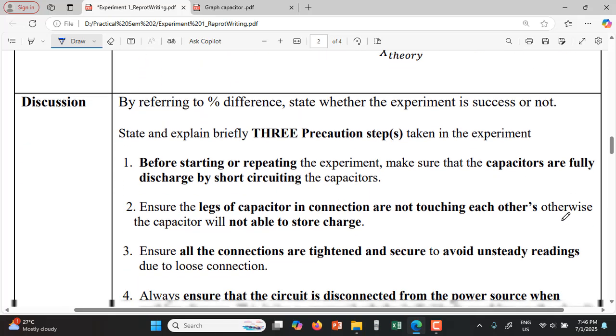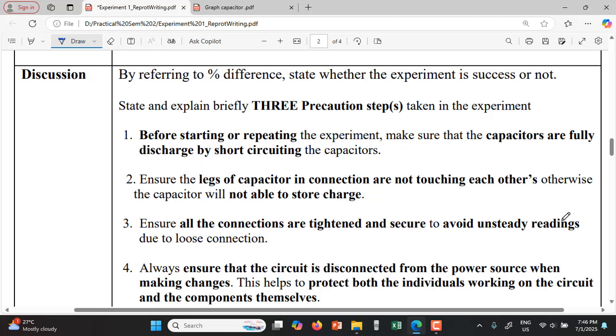Then under the discussion, make sure that by referring to the percentage difference, you state whether your experiment is a success or not. If your percentage difference is less than 15%, then you might consider your experiment a success.